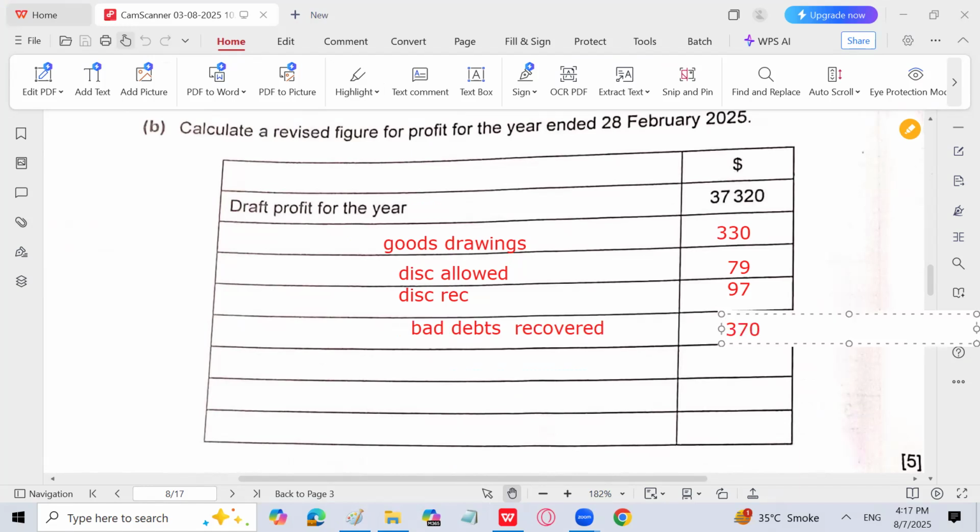I will get the corrected profit for the year. So 37320 plus 330 plus 79 plus 97 and plus 370. So that is 38196. 38196 is going to be the corrected profit for the year.